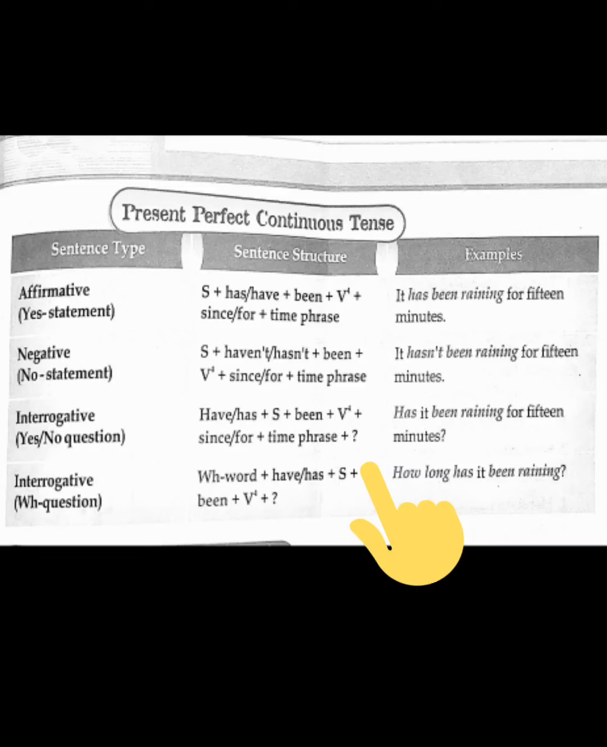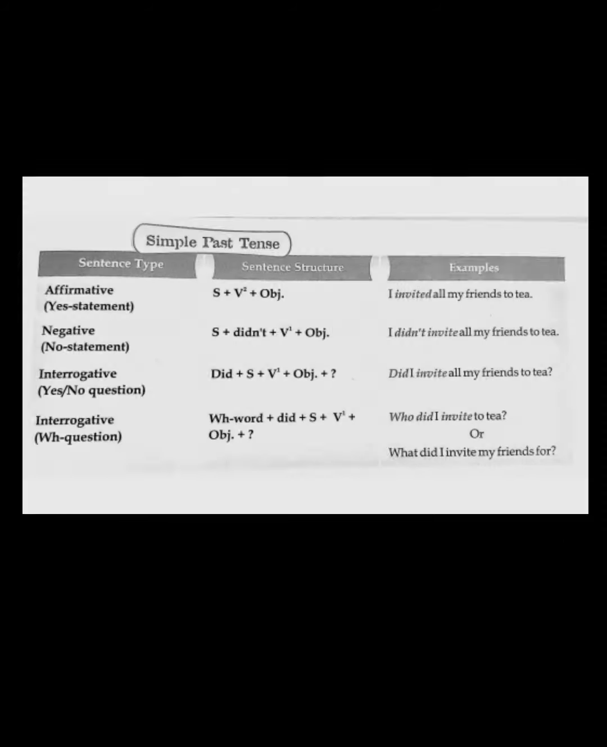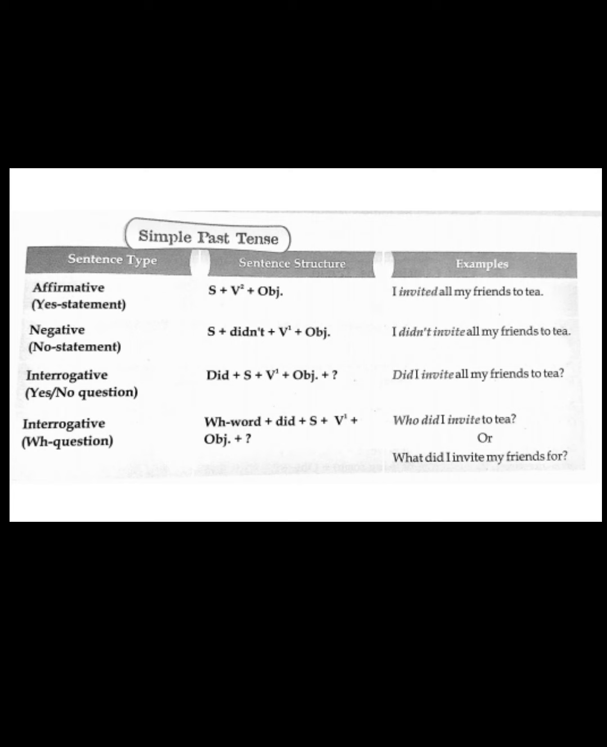Okay. So now students, let's see the next tense, that is the past tense. So students, let's try to see the structure in simple past tense. So let's see the affirmative case. In affirmative case, the sentence structure will be subject plus verb second form plus object. Students, make sure that here we have to particularly focus on verb second form, that is V2.